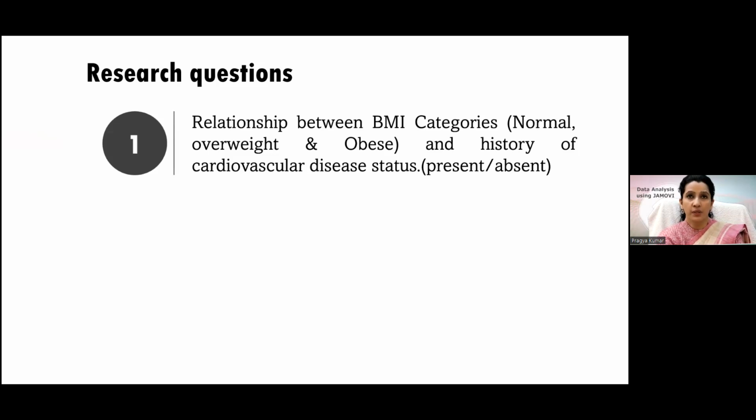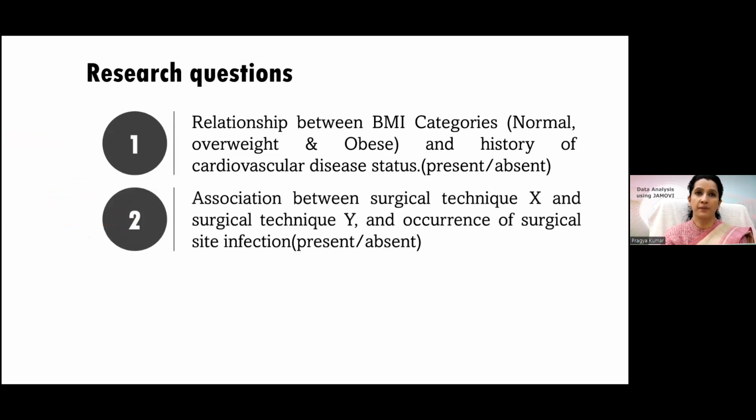So the first research question, if we want to estimate the relationship between the various categories of BMI and history of cardiovascular disease, just like we have seen the example of diabetes. Instead of diabetes, we have taken cardiovascular disease, whether it is present or absent. The second research question can be association between surgical technique X and surgical technique Y. There are two surgical techniques, X and Y, and you want to see whether surgical site infection has any association between these two techniques.